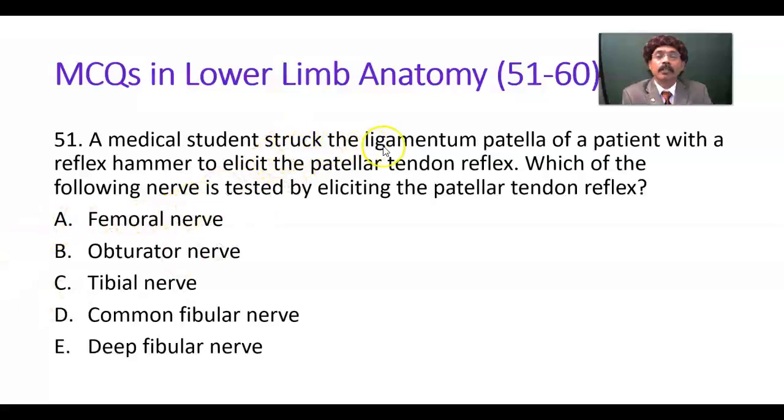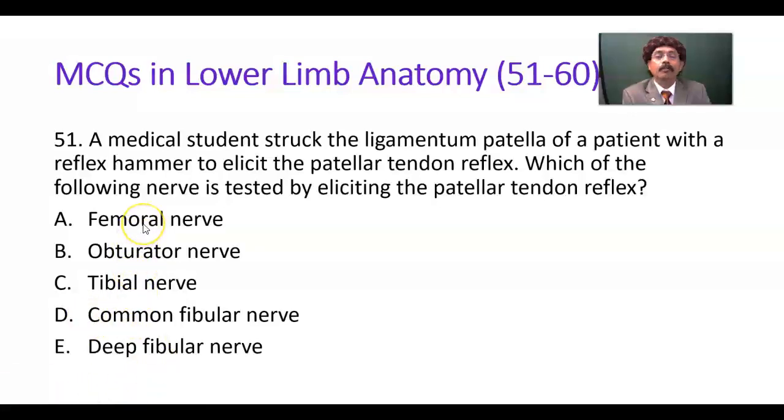So the student used the reflex hammer. He struck the ligamentum patelli. Ligamentum patelli is the continuation of the tendon of the quadriceps femoris. Quadriceps femoris is composed of vastus medialis, vastus intermedius, vastus lateralis, and rectus femoris. All of them are innervated by what nerve? The femoral nerve. So that is the quadriceps femoris tendon, then continued as the ligamentum patelli, and its nerve supply is from the femoral nerve.